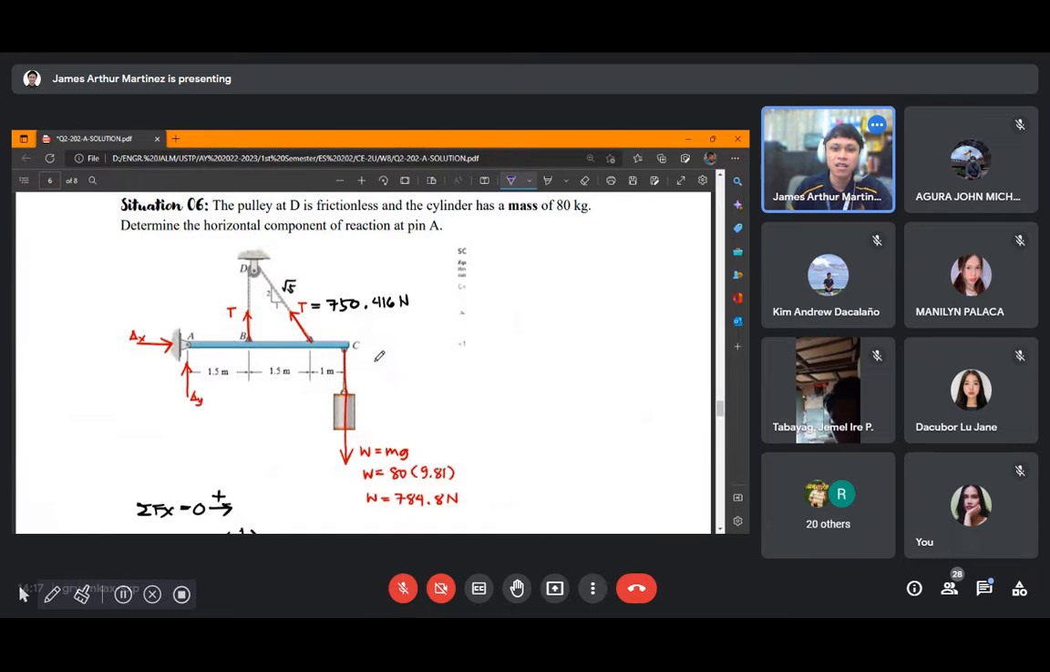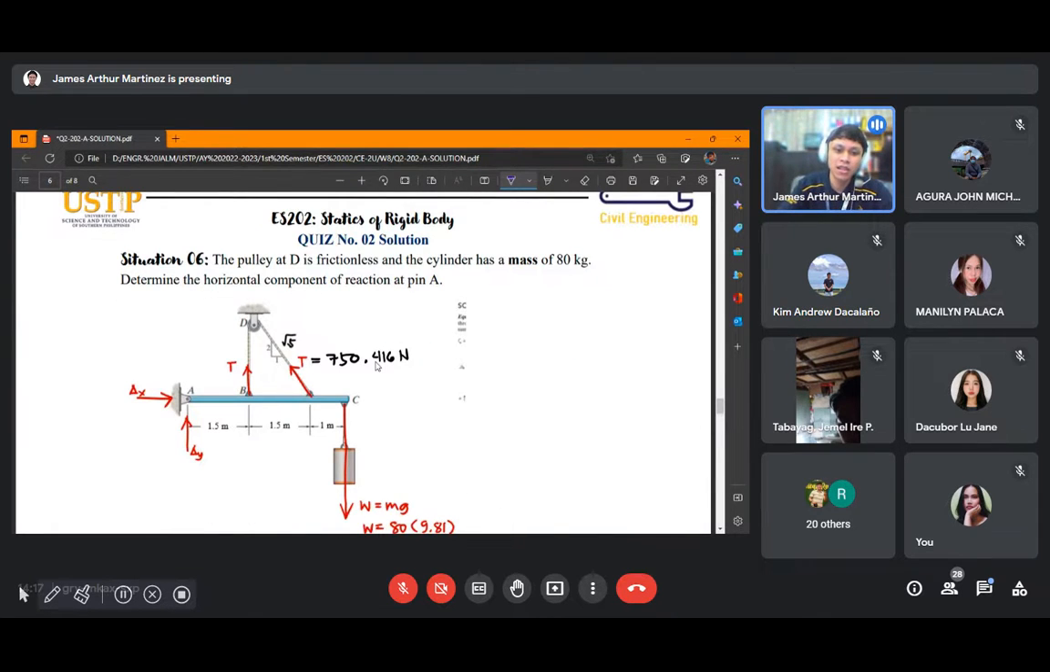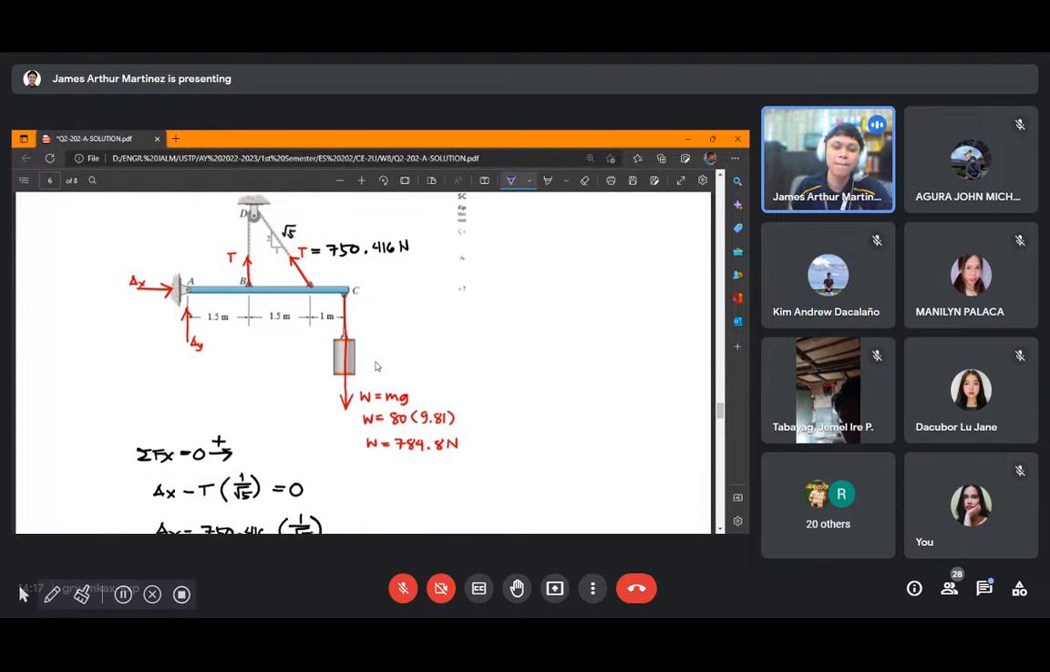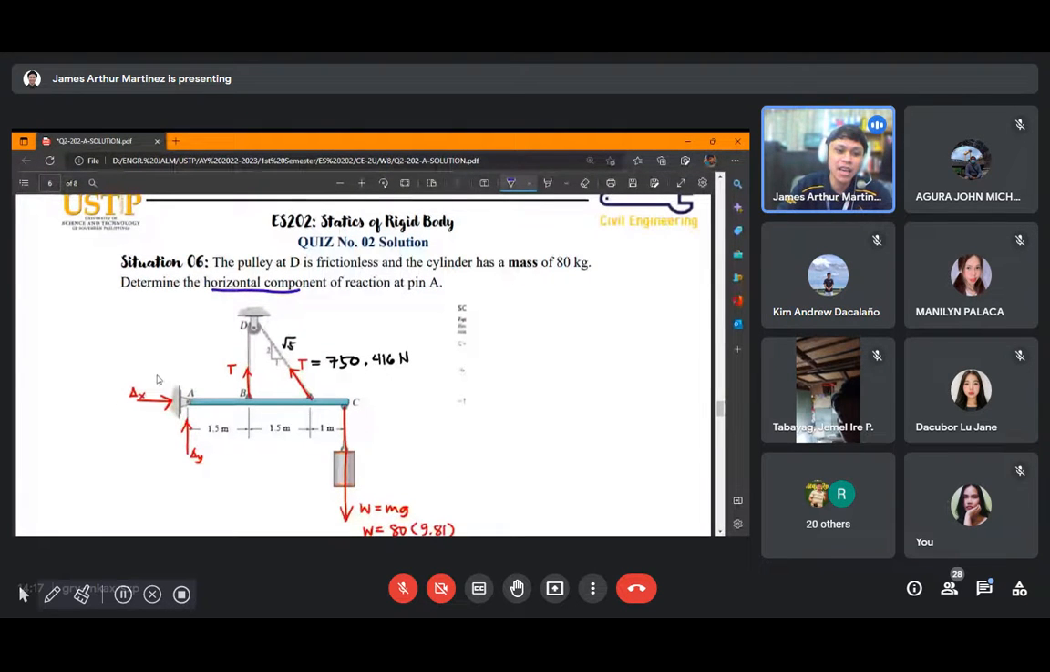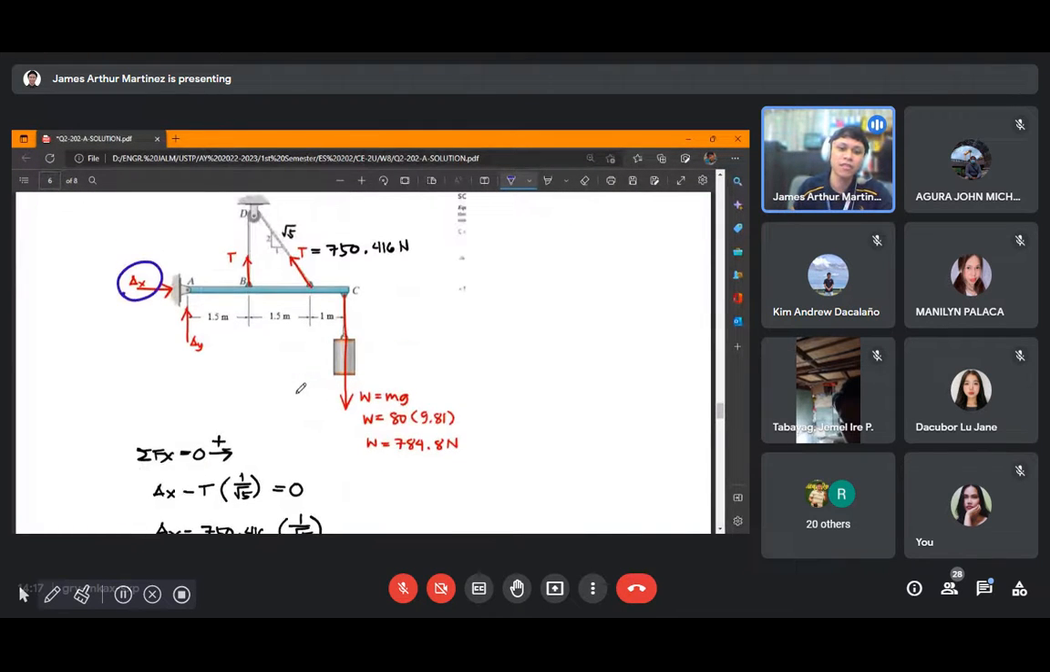So next is determine the horizontal component of reaction at pin A, and then the other one is the vertical component. The same problem, it's just that horizontal and vertical component na ipangita. So horizontal component muna siya si Ax. So atong buhaton ani, we'll just have to sum up forces along x-axis. And what are the forces along x-axis? So it's only Ax and the x component of force T.